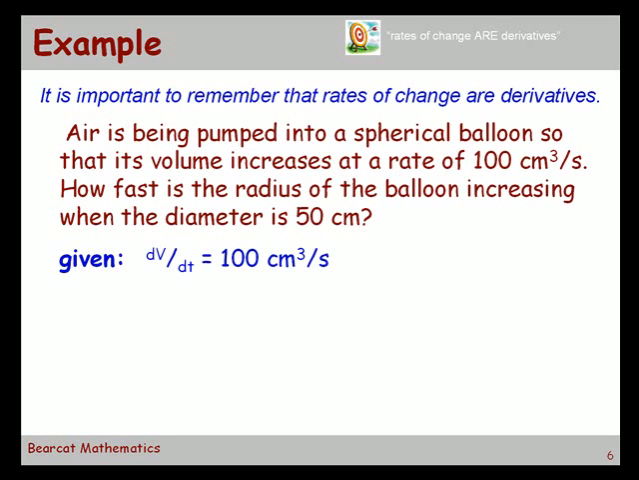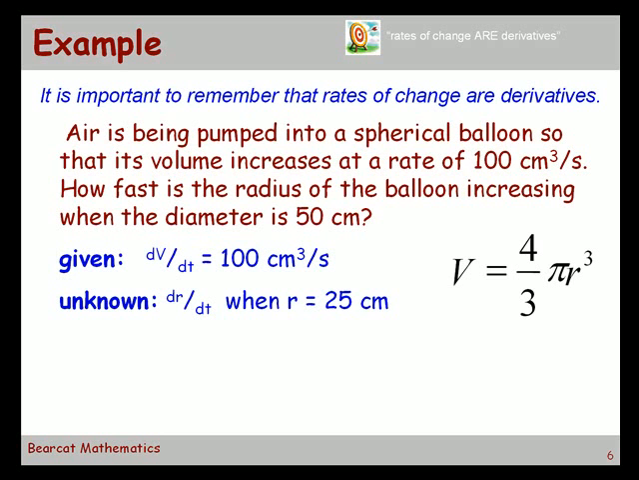What don't we know? Okay, so can you put that in terms of dV over dt? Actually, it's asking for the radius. dr over dt. Yeah. We don't know dr over dt at the exact moment when the radius is 25. It says when the diameter is 50, the radius is 25 at that point, right? That's what we need to find. So we've got a known, we've got an unknown. And we also have this fact that you guys looked up. The volume of a sphere is equal to 4/3 pi r cubed.